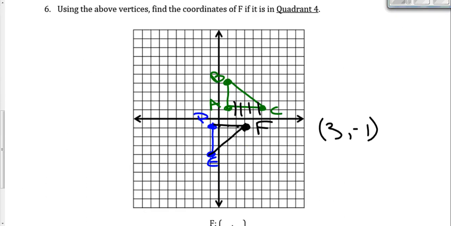All right, go ahead, take a look. F is at 3, -1 in this example. Once again, the distance from A to C was 4, so I need a distance of 4 from D to F, and this one specified quadrant 4, which is this quadrant down here. So I moved 4 to the right from D and got that triangle.